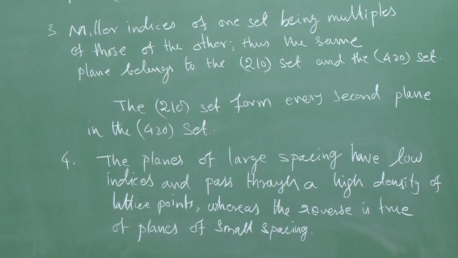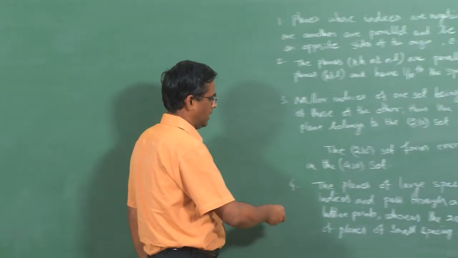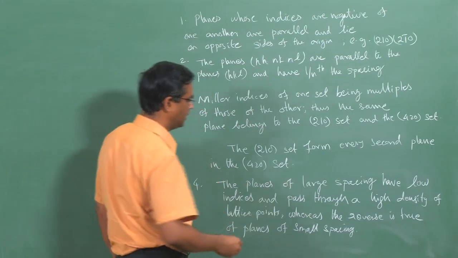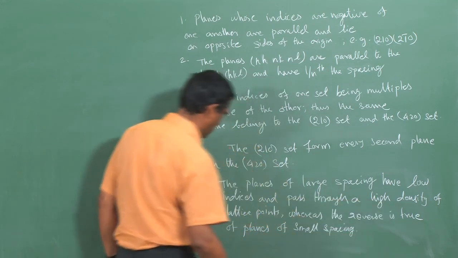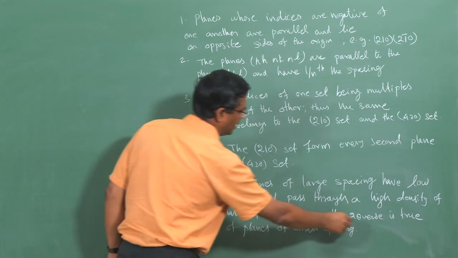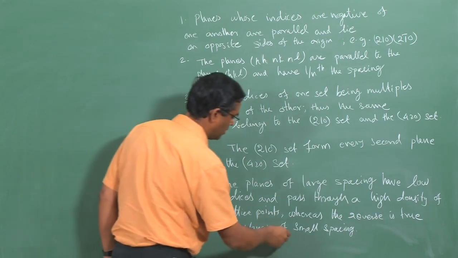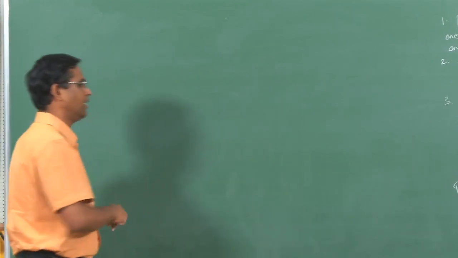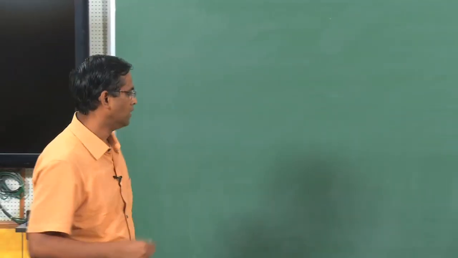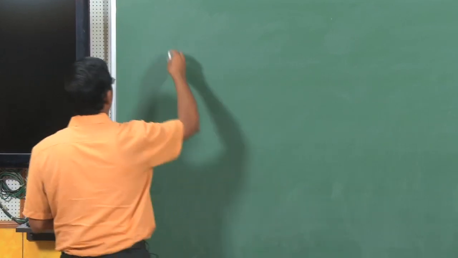Another important point about Miller indices is that planes of large spacing have low indices and pass through a high density of lattice points, whereas the reverse is true of planes of smaller spacings. So you can have some idea just by looking at the Miller indices. What I will do is draw the lattice so that it is useful. You can identify them by just looking at the lattice.